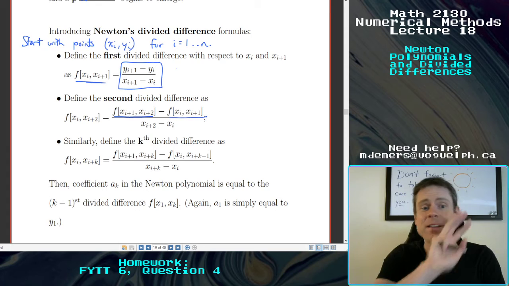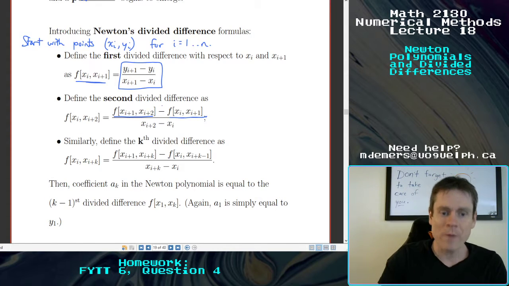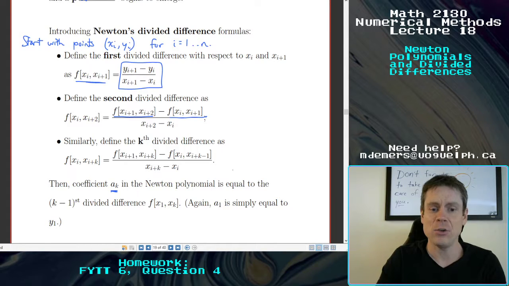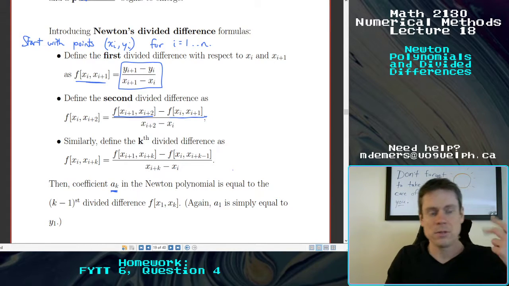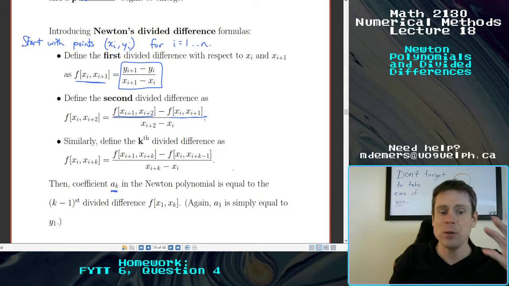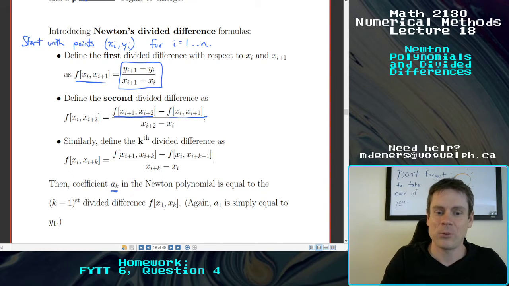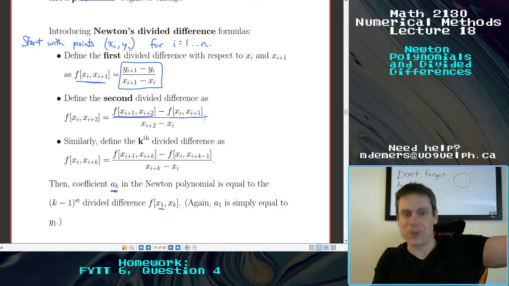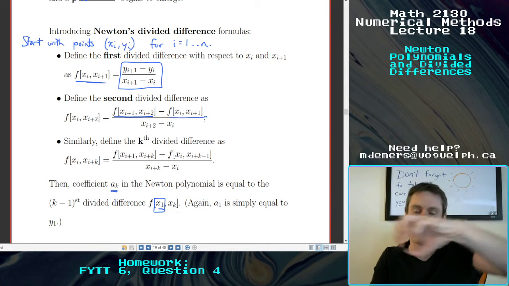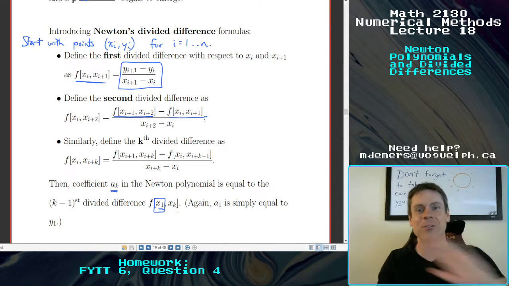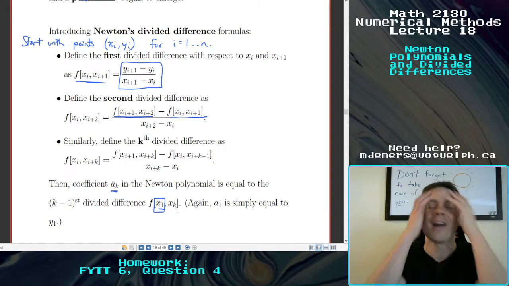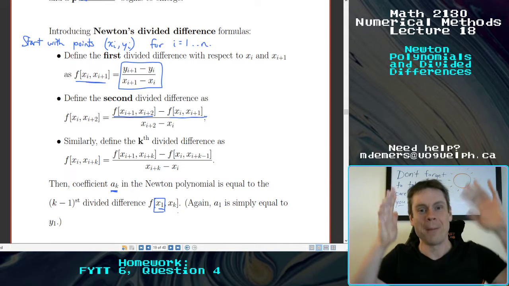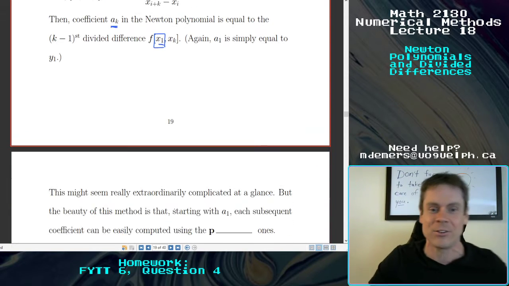Okay, at the end of the day, coefficient AK in the Newton polynomial, so A1, A2, A3, and so on, those are always equal to the k minus first divided difference that starts with an x1 here inside, so f of x1 through xk. So essentially, we have to end up finding the first, the second, the third divided differences that have an x1 at the start here in order to get those coefficients. Again, I know it sounds really weird and complicated and ugly, and you're like, why are we doing math right now? This is terrible. Just hang on for like 2 more minutes and you'll see some beauty.